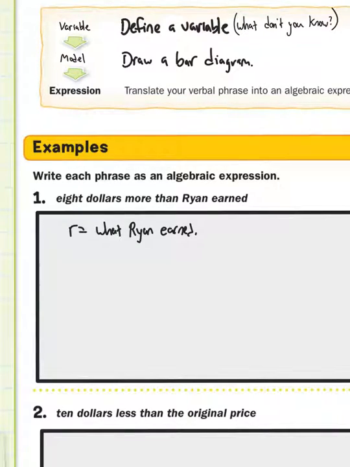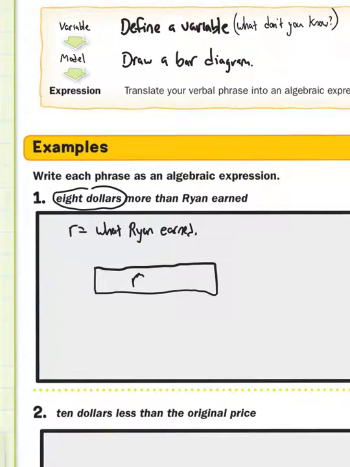Now, when you write a bar diagram, a good thing about a bar diagram is they all kind of start the same way. Once you define your variable, you draw a bar and you label it with your variable. Remember, that R represents what Ryan earned. We don't know what it is, but we do know it says $8 more than what Ryan earned. So to show $8 more, we add on the 8 to the end of the bar. And when you get good at bar diagrams, you'll know that that means this expression, R plus 8. So this is our expression, R plus 8, and that represents whatever Ryan earned, $8 more than that.